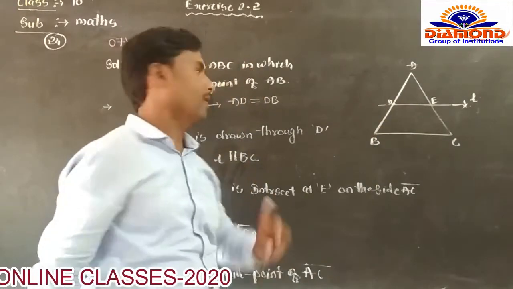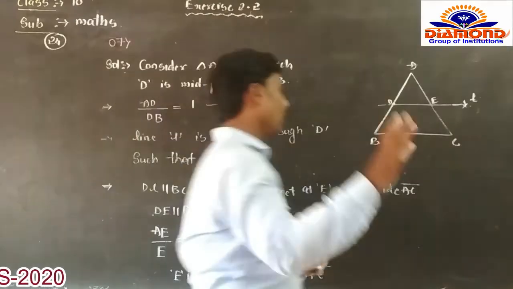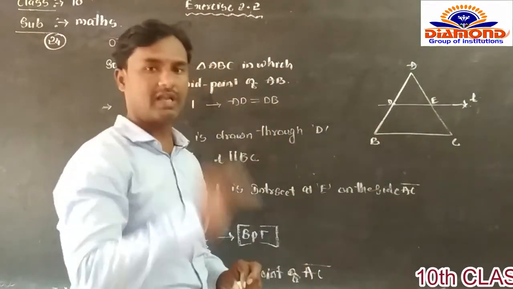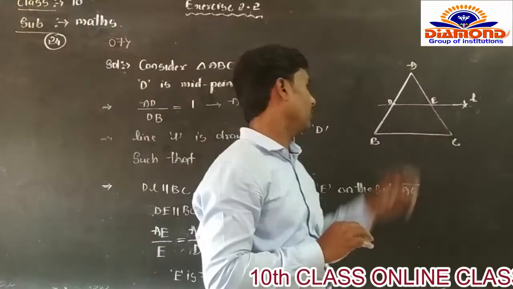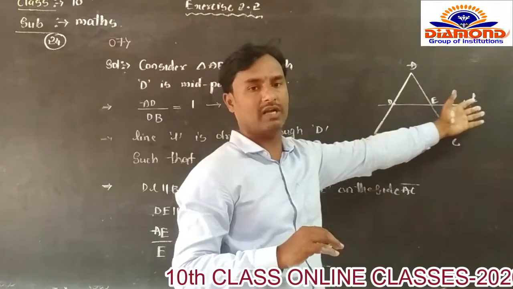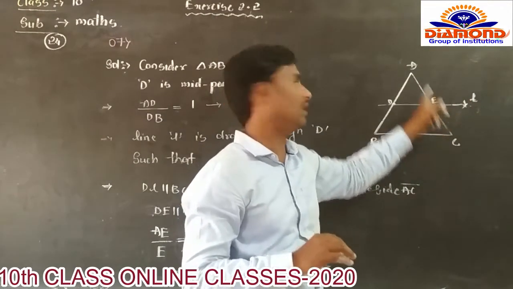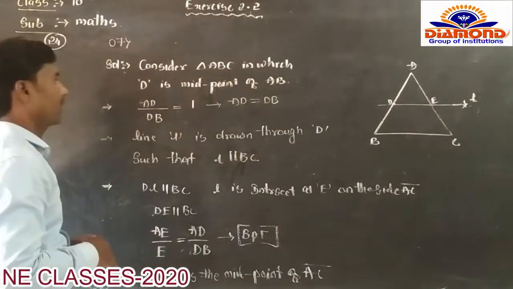Ek midpoint. Us midpoint se ek line pass hoke jane ke baad, that line is parallel to the BC. O line, second side ko parallel rahe to, when it intersects the third side, so the third side intersecting point also what? Midpoint of the AC. That is the question. O question pucha hai. So iske liye hum kya karna?